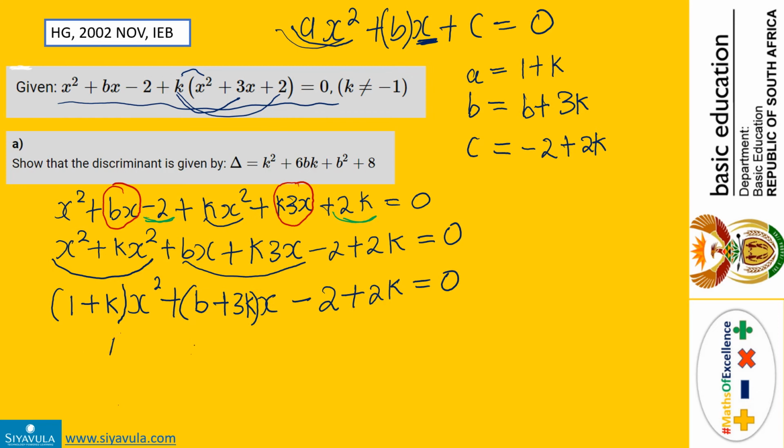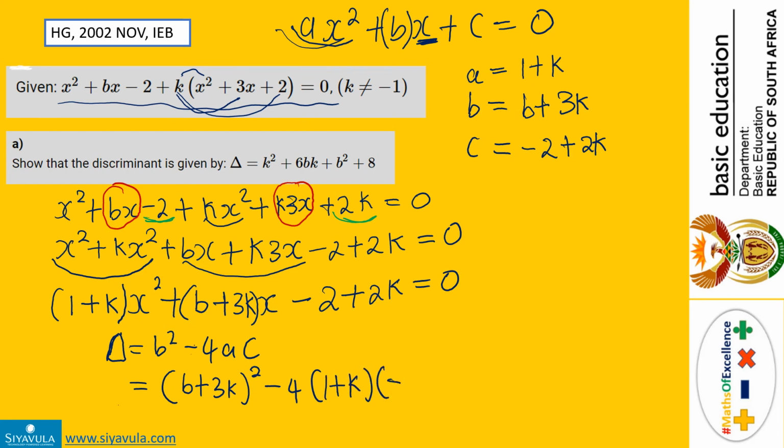We know the formula for delta. Delta equals to b squared minus 4ac, right? What is our b? Our b is b plus 3k squared minus 4. What is our a? Our a is 1 plus k. What is our c? Our c is minus 2 plus 2k. Then what's left is just to simplify in order to prove what they need, right? Okay, let's go and simplify b plus 3k.